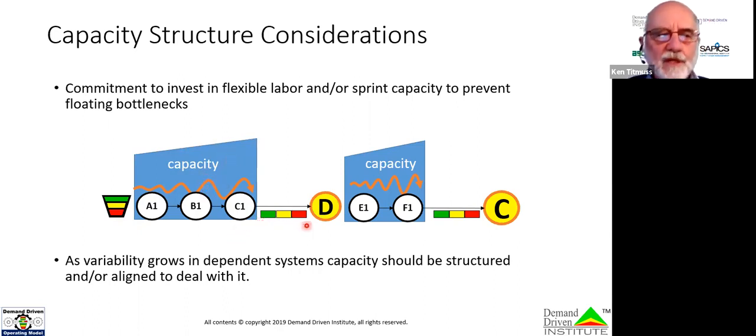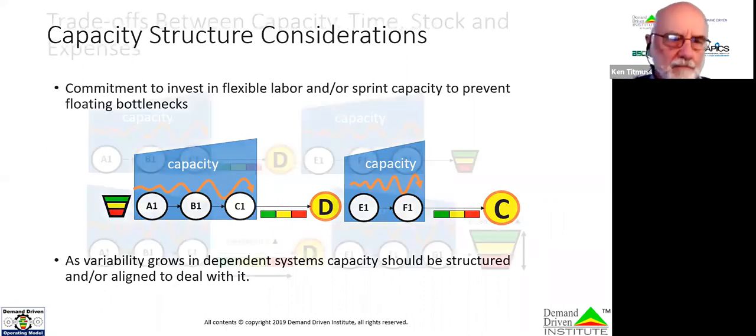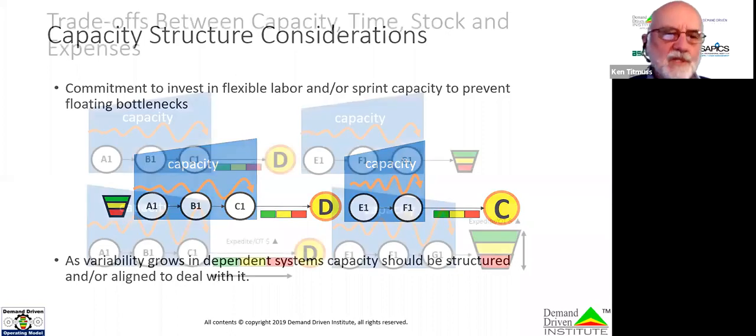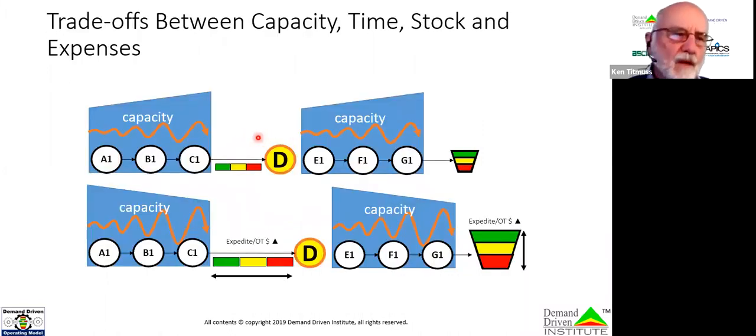So we have a time buffer in here going into this drum so that when we've scheduled the next part to go onto the drum here, it is available, sitting in the time buffer. And we've done the same thing here going to the control point, which might be where we ship the product out to the customer. So as variability grows in dependent systems, capacity should be structured or aligned to deal with it. So ideally, we want to be in this kind of situation, as I mentioned just now, where we've got rising capacity availability as we go through the processes.